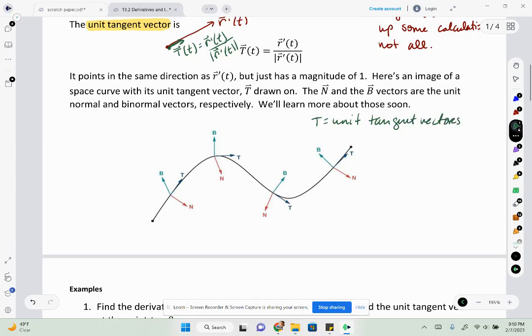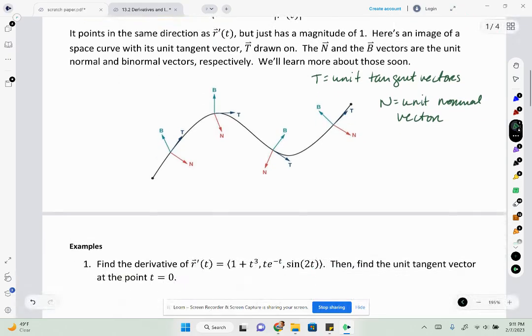And then we also see N's and B's, and the N is the unit normal vector. Now notice that it is perpendicular to the T vector. So the unit normal vector is just a vector that is perpendicular to the curve and the tangent vector. We don't learn yet how to calculate it. We are going to cover that in the next section. But, real quick, we could just say what it is.